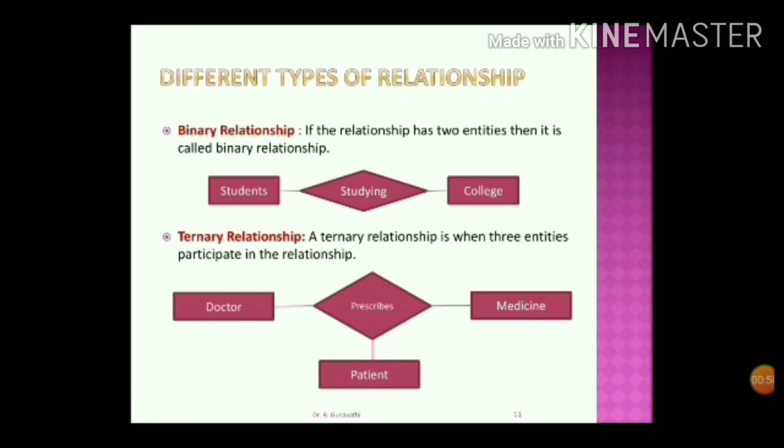Example for ternary relationship. For example, an employee is working for a company since 2000. In this, employee, company and since are the three participating entities.